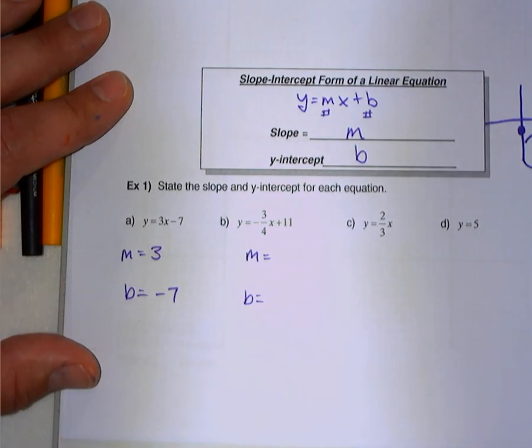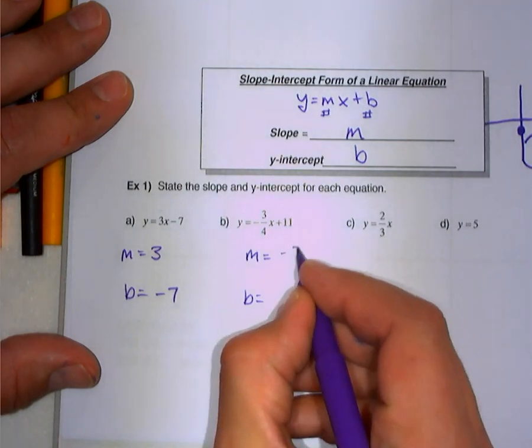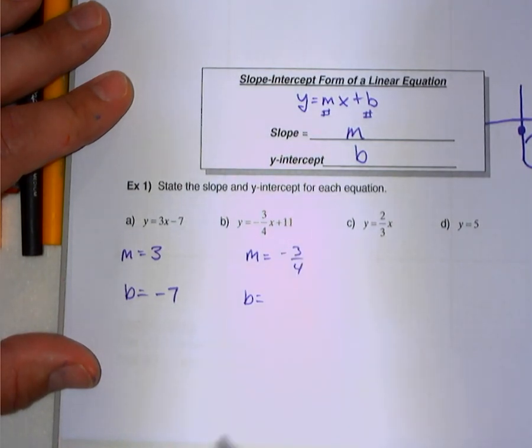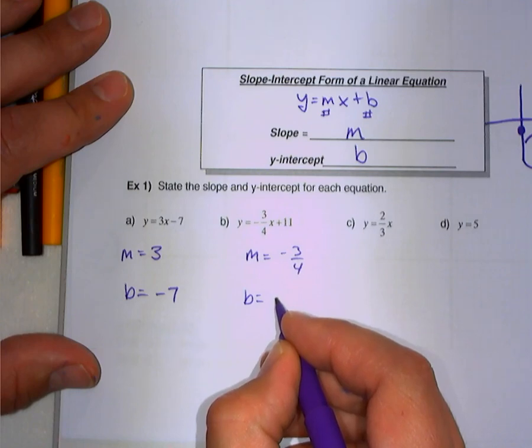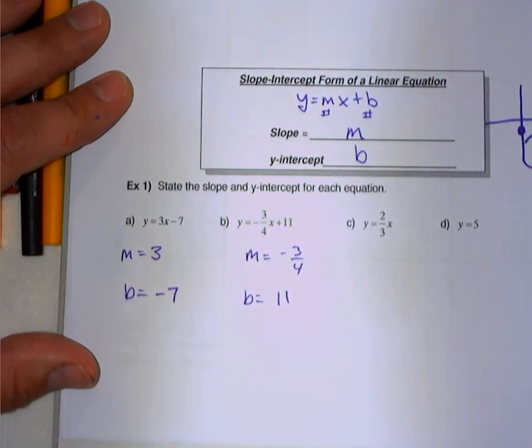All right. Rylan, what's M and B, bud? M is 300, -300. Yep. And your slope? We're assuming your B is 11, your y-intercept. So slope is -3/4 and B is 11. Perfect.